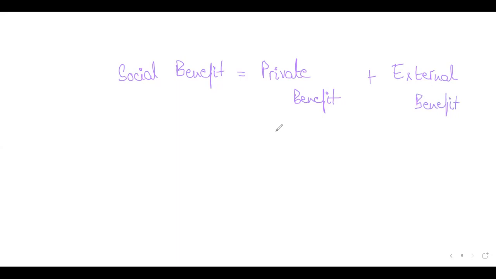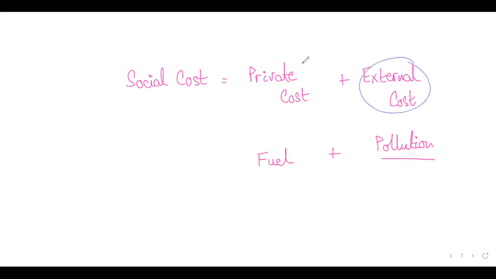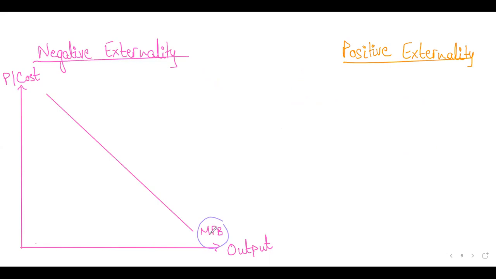And they don't have to pay for it, right? So that's external benefit, right? So you add private benefit and external benefit, you get social benefit. Similarly, you add external cost and private cost, you get social cost. Okay. Now, downward sloping is your marginal private benefit.